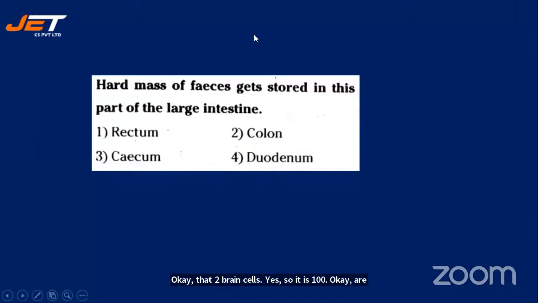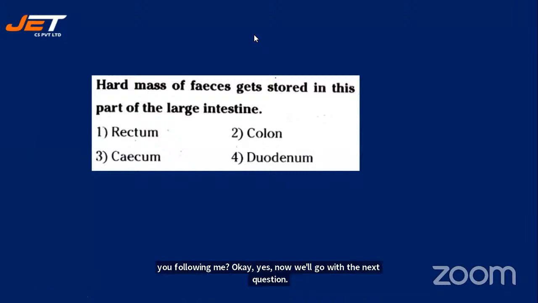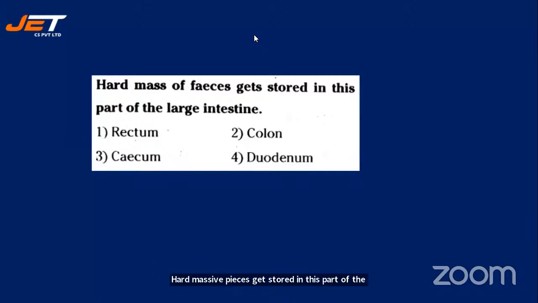Okay. Yes. Now we'll go with the next question. A hard mass of feces gets stored in this part of the large intestine. When you go with the functions of the complete digestive system, complete digestion and absorption happen in the small intestine. We know that. Whatever food is not absorbed or digested in the small intestine moves into the large intestine. So in the large intestine, what is present? That is the answer. Rectum, colon, cecum, and duodenum.